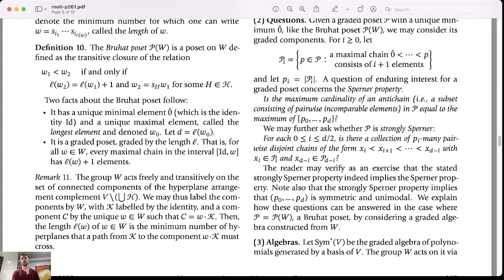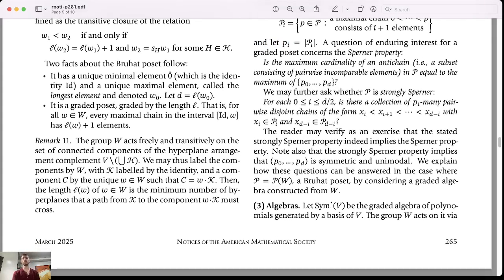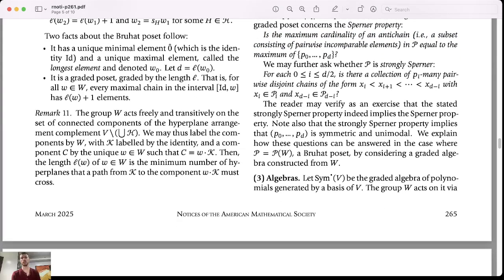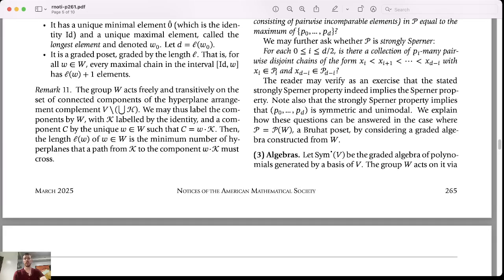A question of enduring interest for a graded poset concerns the Sperner property. Is the maximum cardinality of an antichain, i.e. a subset consisting of pairwise incomparable elements in 𝒫, equal to the maximum of the set P0, ..., PD? We may further ask whether 𝒫 is strongly Sperner. For each 0 ≤ i ≤ D/2, is there a collection of Pi many pairwise disjoint chains of the form xi < xi+1 < ... < xD−i with xi in 𝒫i and xD−i in 𝒫D−i?